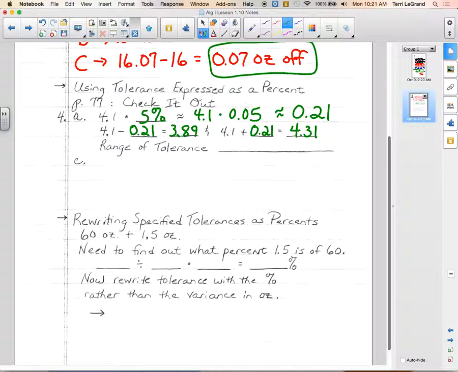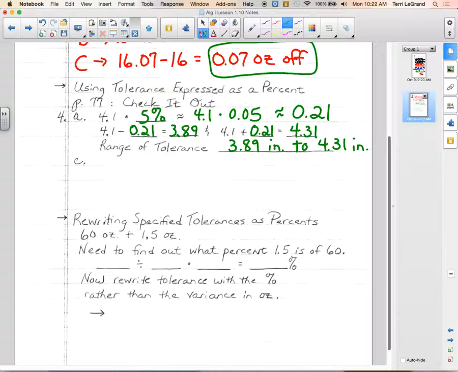And we know what the label is. It's measured in what? Inches. Okay, so we're going to say 3.89 inches to 4.31 inches. There's its range of tolerance. Wouldn't its range be like 0.42? The right smack dab in the middle should be what they wanted it to be. So 4.1, if we did it correctly, should be right smack dab in the middle of 3.89 and 4.31.